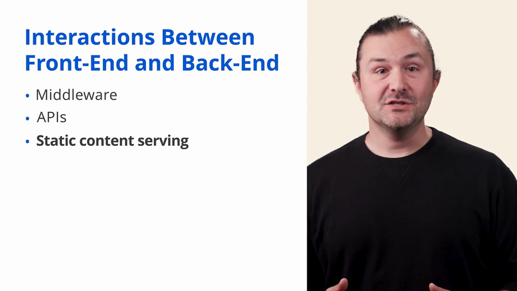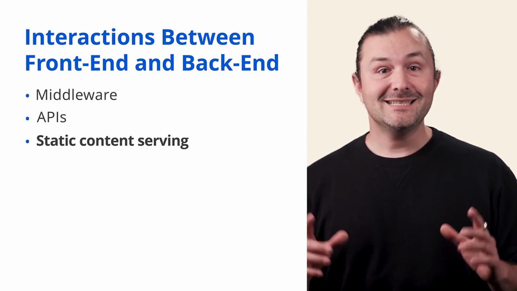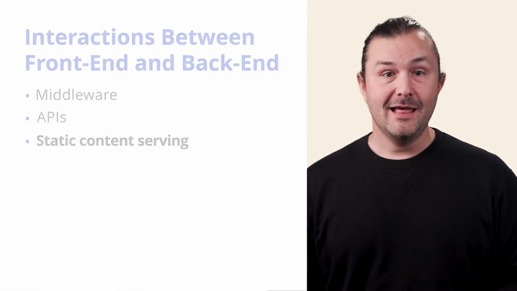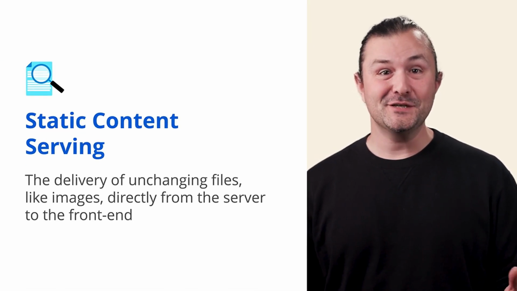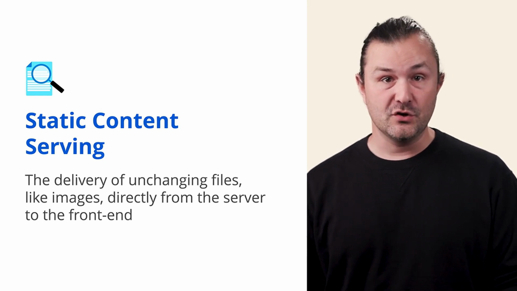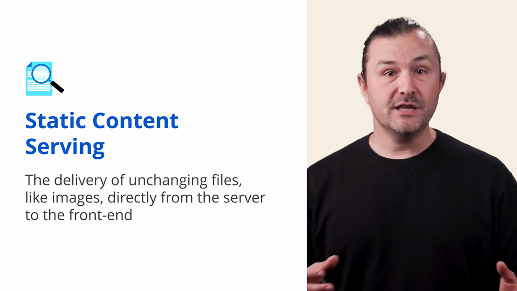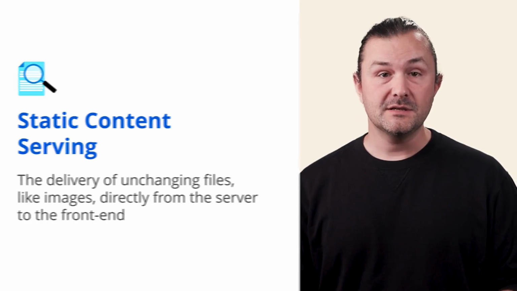Beyond dynamic interactions, there's another aspect to consider: static content serving. This process is essential for the delivery of unchanging files like images or style sheets directly from the server to the front end, ensuring that users experience fast load times. For example, an online shopping site will have product images and descriptions that are served directly to the front end. This means you can see these items almost instantly when you visit the site.